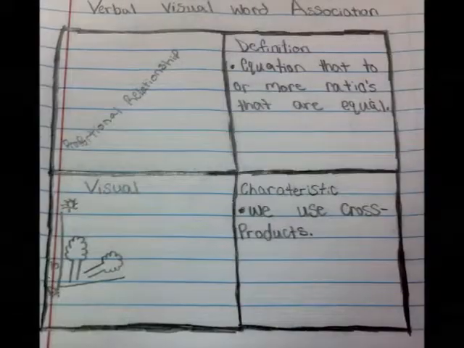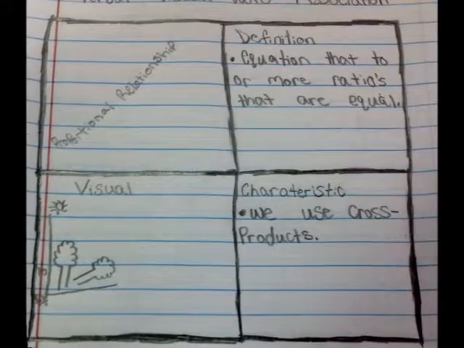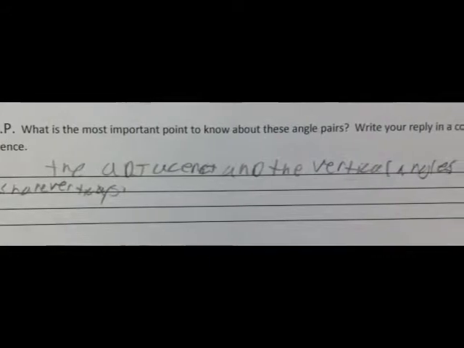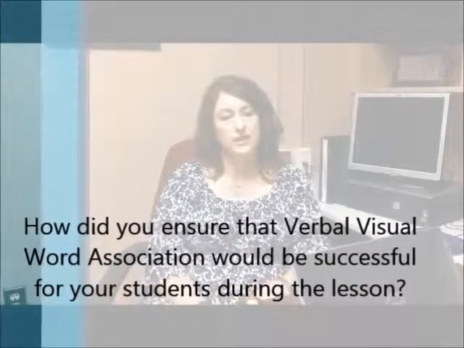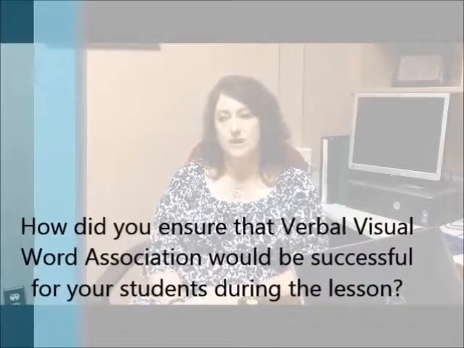I used the verbal visual word association and the MIP, most important point. I think it was good to start, because it was a new strategy, with a model that the groups worked together in, for about 10 minutes, and had them go through it together. They're thinking together about creating a definition based on our past unit, just the prior unit before. So something they were very familiar with.